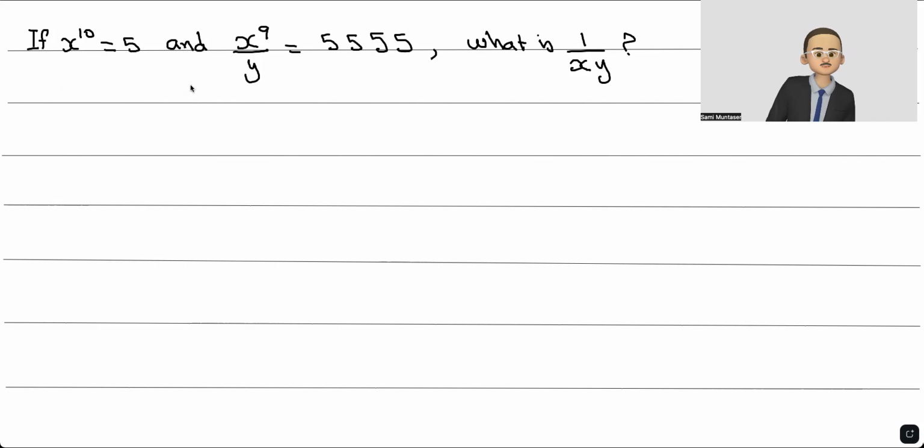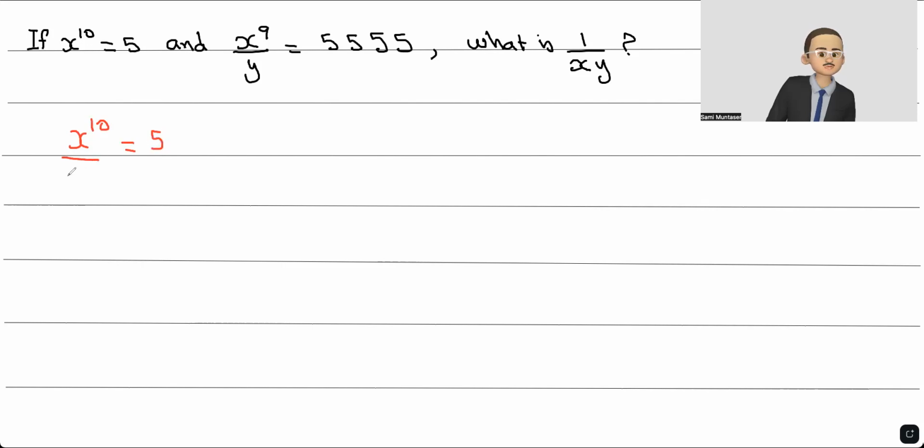So here's one of the hardest questions on the SAT exam. If x to the power of 10 equals 5 and x to the power of 9 over y equals 5,555, what's 1 over xy? To do this, I'm going to start with x to the 10 equals 5.